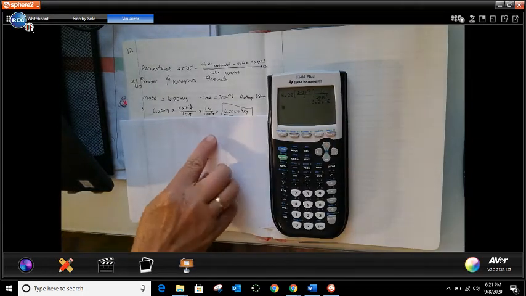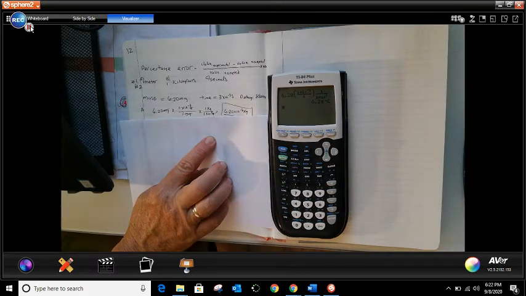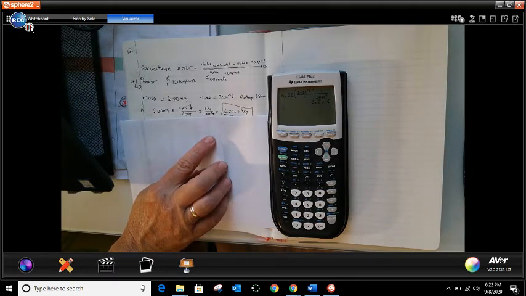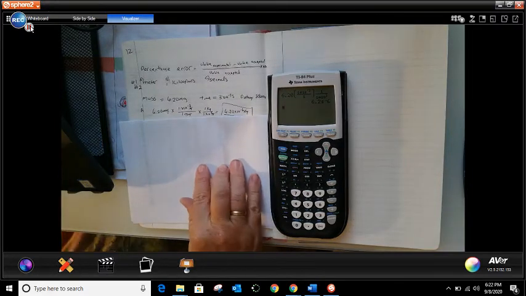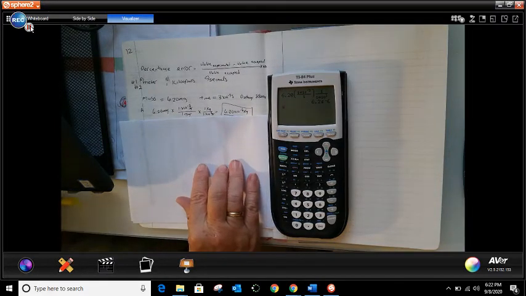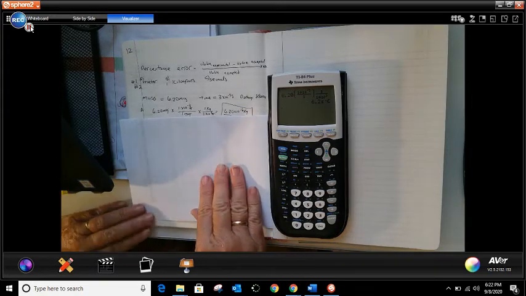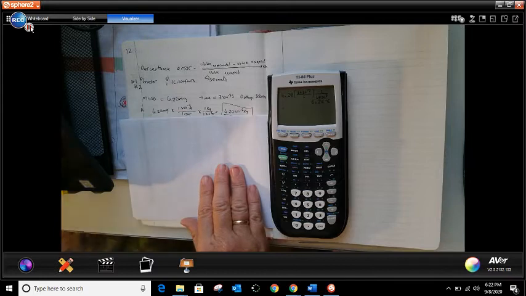Now, B is asking you to do 3 times 10 to the negative 9. C is 88.0 kilometers per meter. I'm not going to do those for you. I'm going to let you do those for homework, and then I will come back in class and we'll go over those answers.